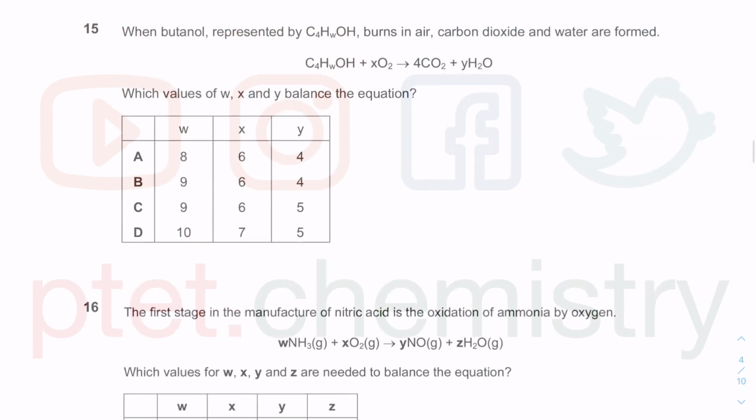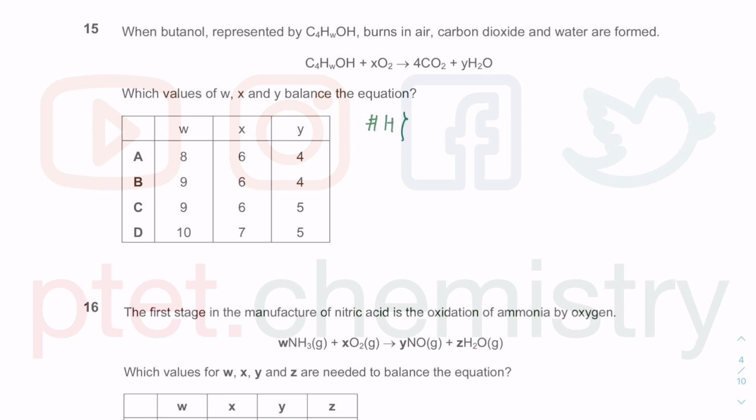Question 15 is about balancing equation again. So here you might want to balance from scratch. They don't tell you how many hydrogen there is here, but I guess what you could do is let's total up the number of carbon first. Carbon is already 4 carbon and 4 carbon, so that's easy.